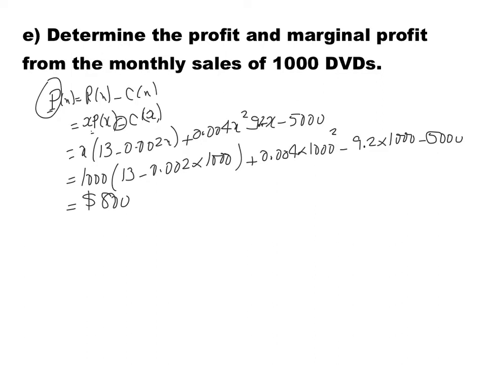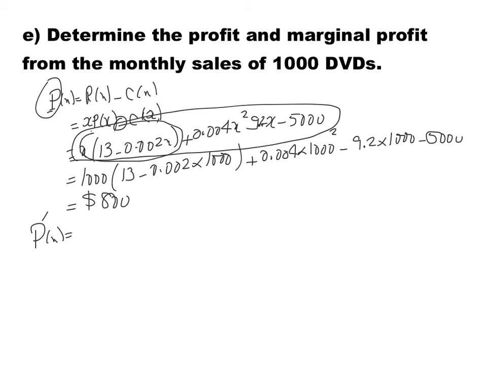Now, to find the marginal profit, we have to find the derivative of this function. So P prime of x is, if we distribute this bracket first, we get 13x, and the derivative of 13x is 13. The next one is negative 0.002x squared, so the derivative of it is negative 2 times 0.002x, plus 0.004 times 2x, minus 9.2, and the derivative of minus 5,000 is 0.